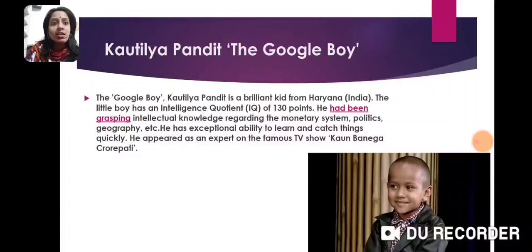Next is Kautilya Pandit. He is also known as the Google Boy. The Google Boy, Kautilya Pandit, is a brilliant kid from Haryana, India. The little boy has an intelligence quotient, that is IQ, of 130 points. He had been grasping intellectual knowledge regarding the monetary system, politics, geography, etc. He has exceptional ability to learn and catch things quickly.